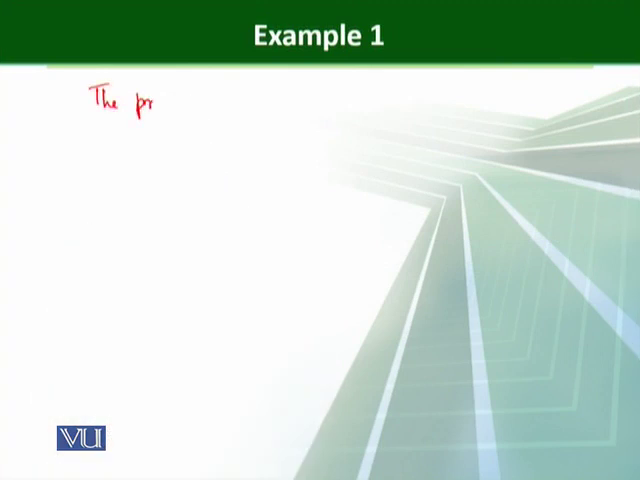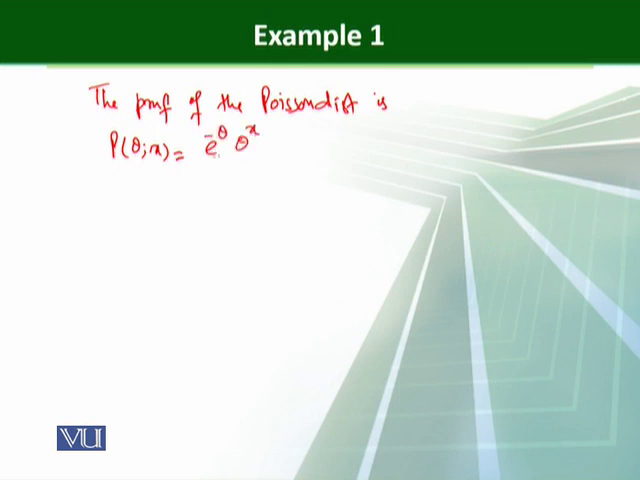The probability mass function of the Poisson distribution, that is well known. We know that p(x; theta) is e raised to power minus theta, theta raised to power x over x factorial. And we also know that x varies from 0, 1, and so on.